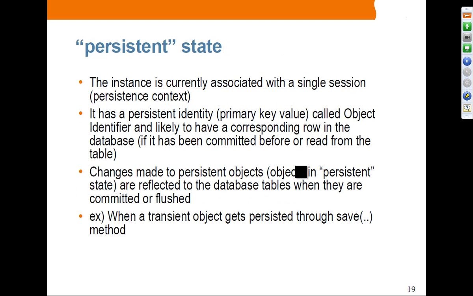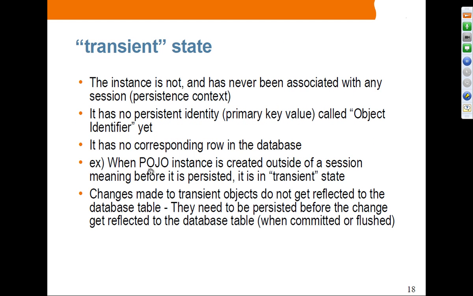All right, so let's go back to the transient state presentation. When a Person instance is created outside of the session, meaning it was not saved or persisted, it's in transient state. The changes made to a transient object do not get reflected in the table, because in order for the changes to be reflected in the table, it has to be changed to persistent state. So only the changes in persistent state objects will be reflected in a database table when they are committed or flushed.